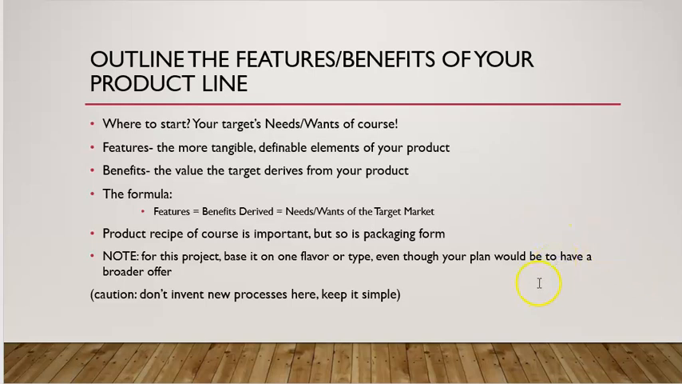So the product recipe, of course, is important, but so is the packaging form. So maybe your target is looking for convenience in what they're trying to buy. So you'd want to make sure that your packaging form, meaning the size, containers, and what have you that you're selling, or even the functionality of the containers, meet those needs.